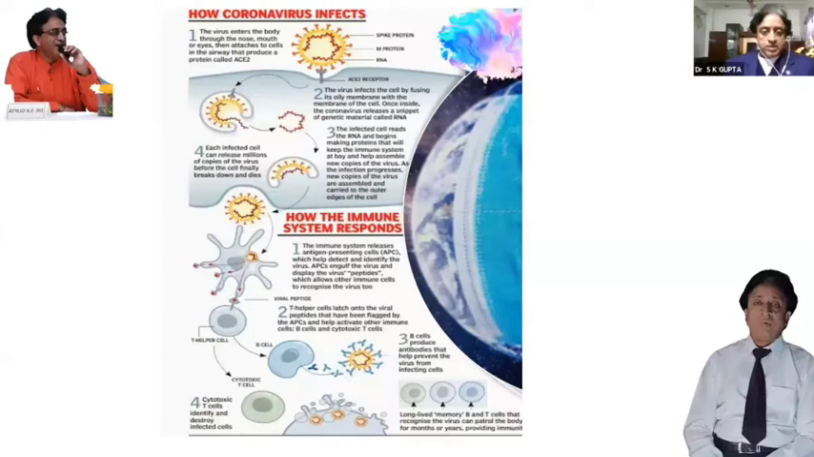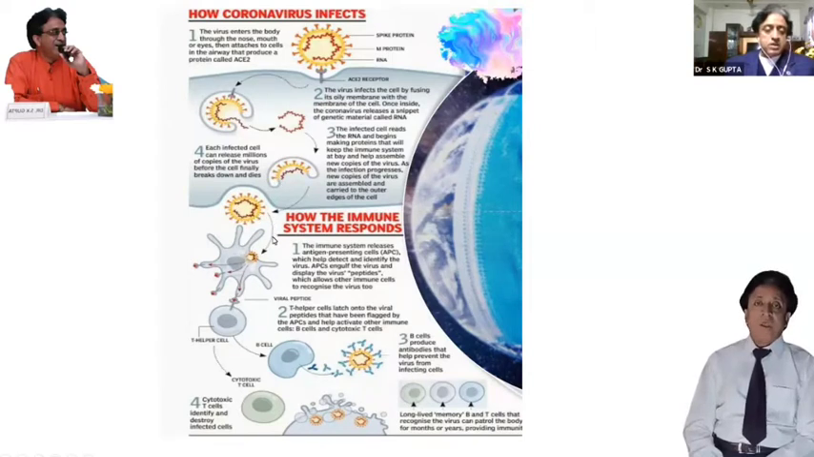Before I go into the details of the vaccine, it is very important to know how the virus enters the body and how our immune system responds to it. As you all know, the virus has a number of spike proteins, and these spike proteins latch onto the ACE2 receptors. Once the virus is inside the cell, it releases its mRNA and uses the cell material to form various copies of the virus.